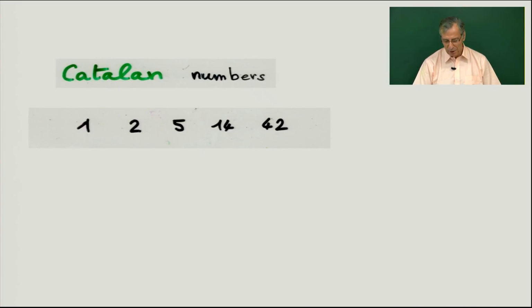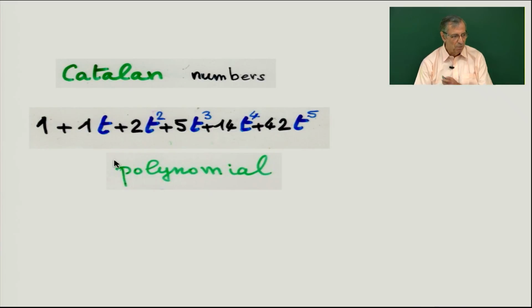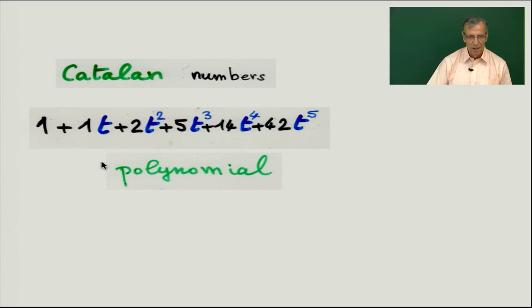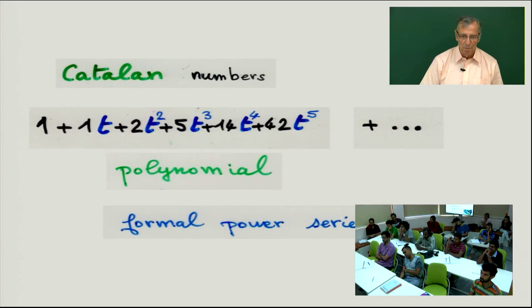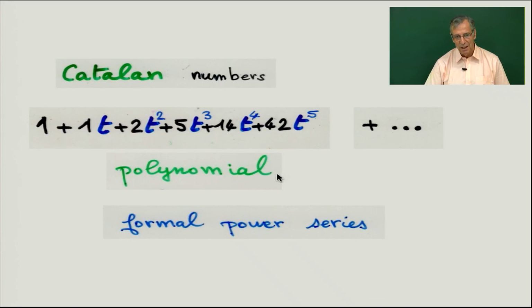So this is the famous sequence of integers, 1, 2, 5, 14, 42, etc. These are the Catalan numbers, which appear everywhere in mathematics, in physics, in computer science. To this sequence of numbers, you can attach a variable: you put t, t^2, t^3, t^4, t^5, and you get a polynomial if you stop at degree 5. If you don't stop, then plus dot dot dot, and you get a formal power series.